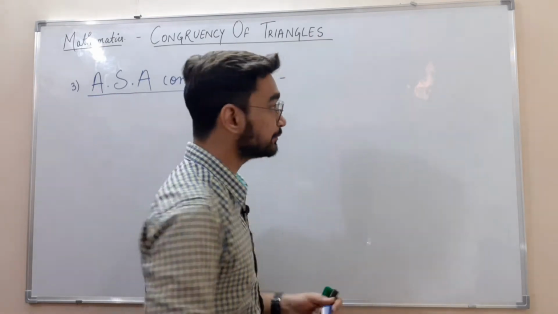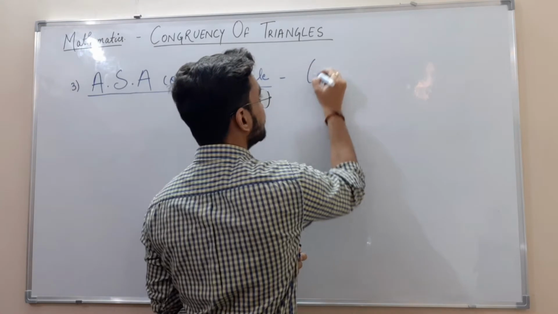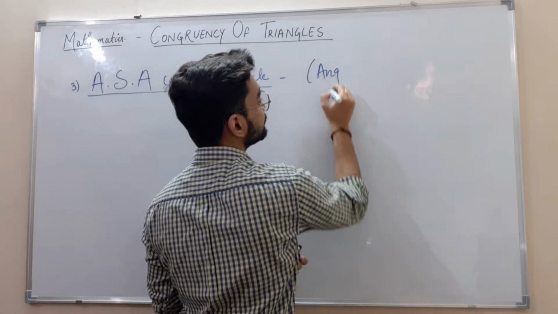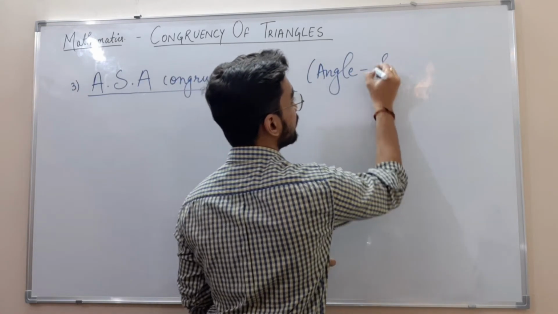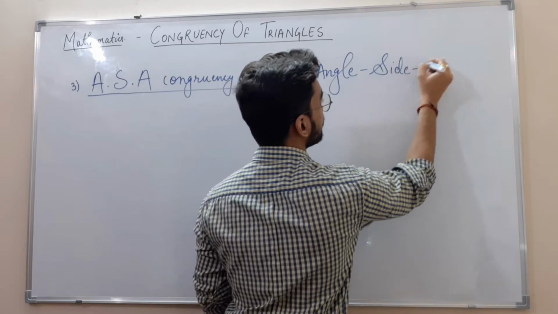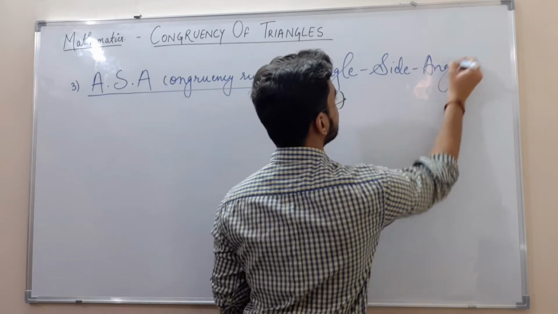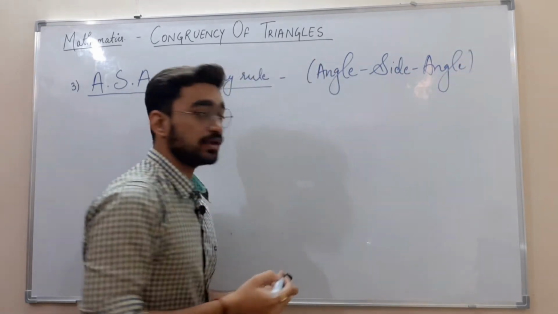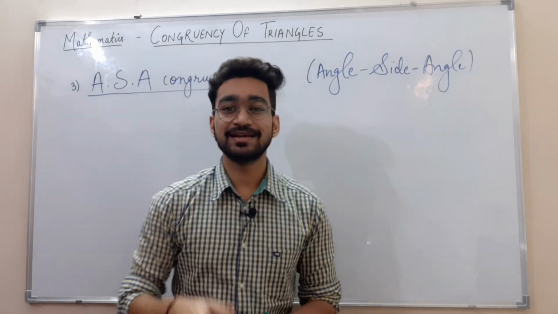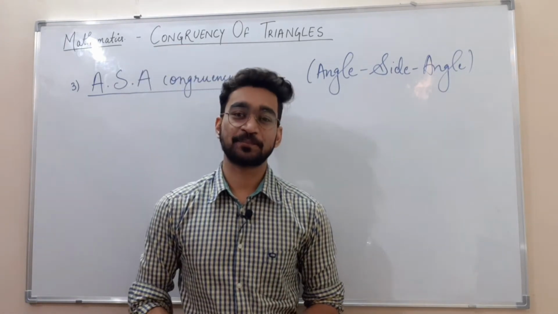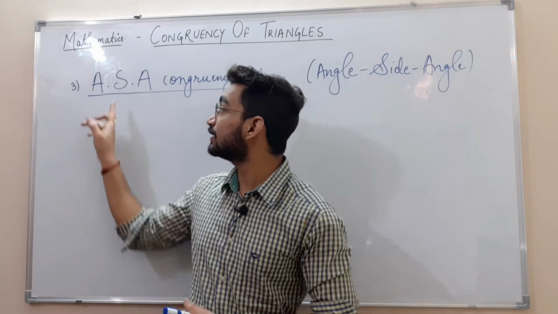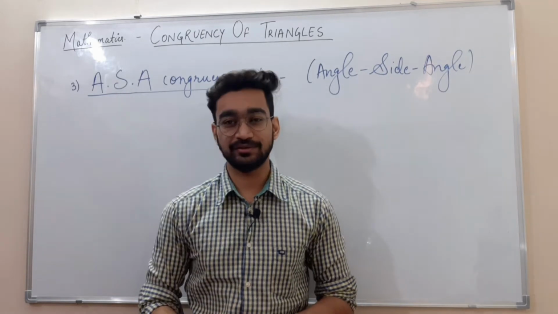ASA says that angle, side, angle. So ASA says that angle, side, angle. As per the name, it says that the side is coming in between these two angles.